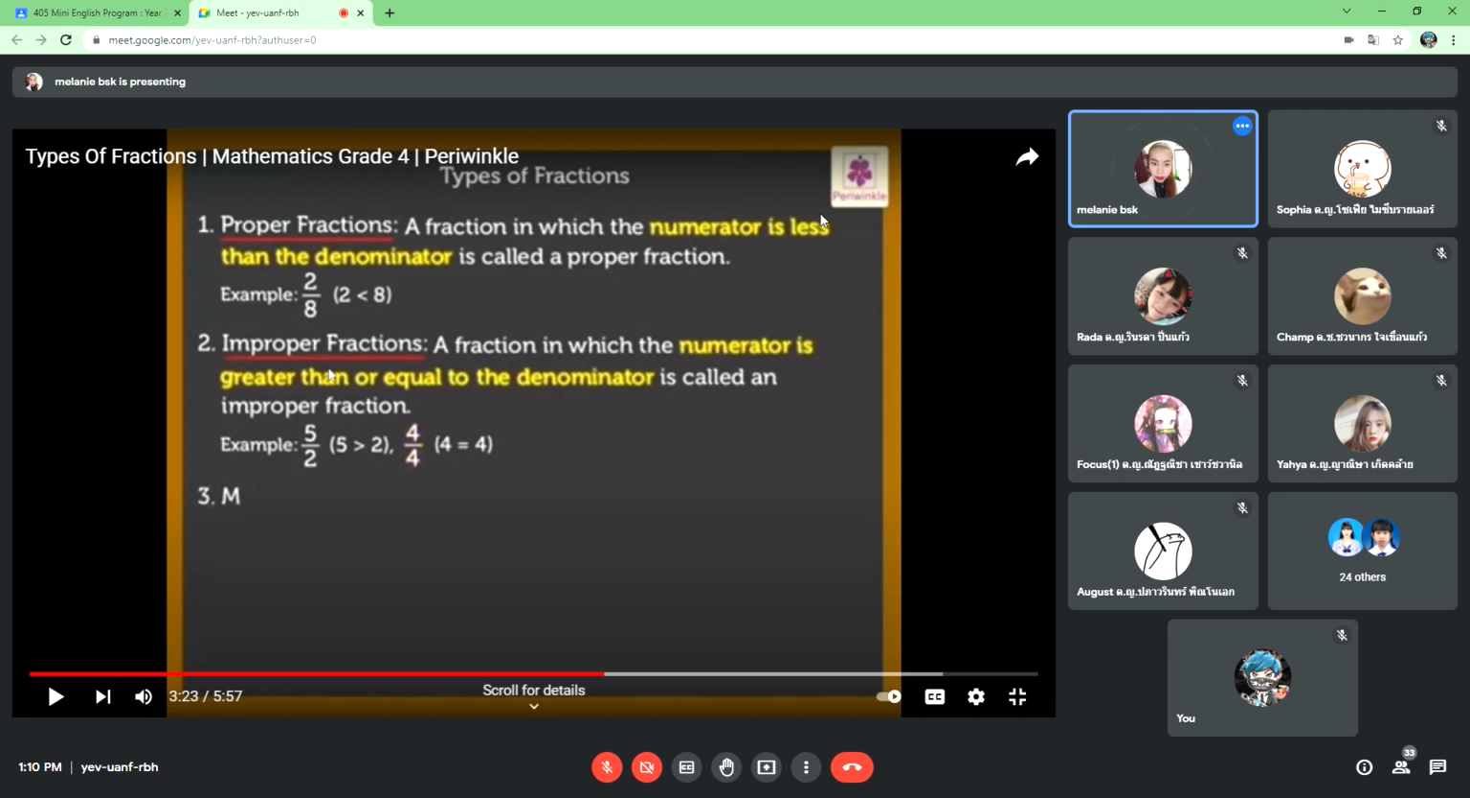We also say improper fraction if the numerator is equal to the denominator. So we have 4 over 4 is an improper fraction, 5 over 5, improper fraction, 2 over 2, improper fraction. What else? 6 over 5 or 6 over 4, 6 over 3 is an improper fraction. Do you understand, children? Yes or no?